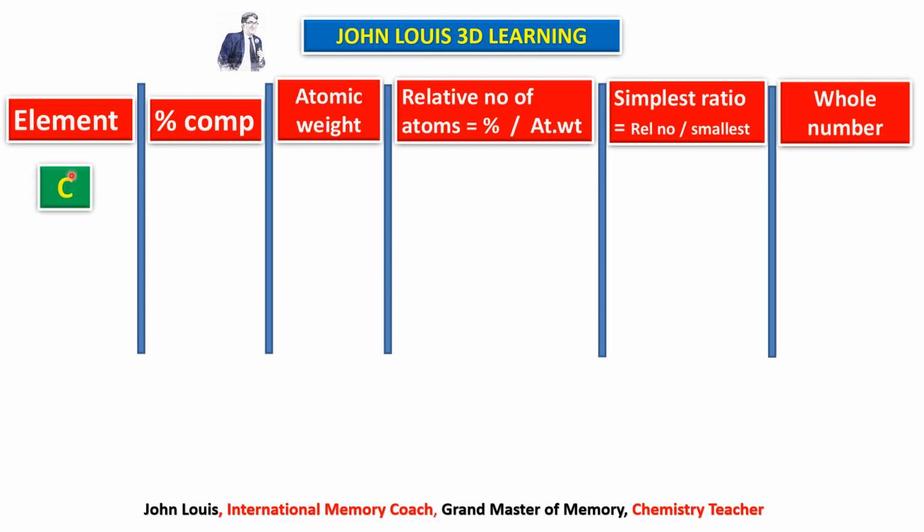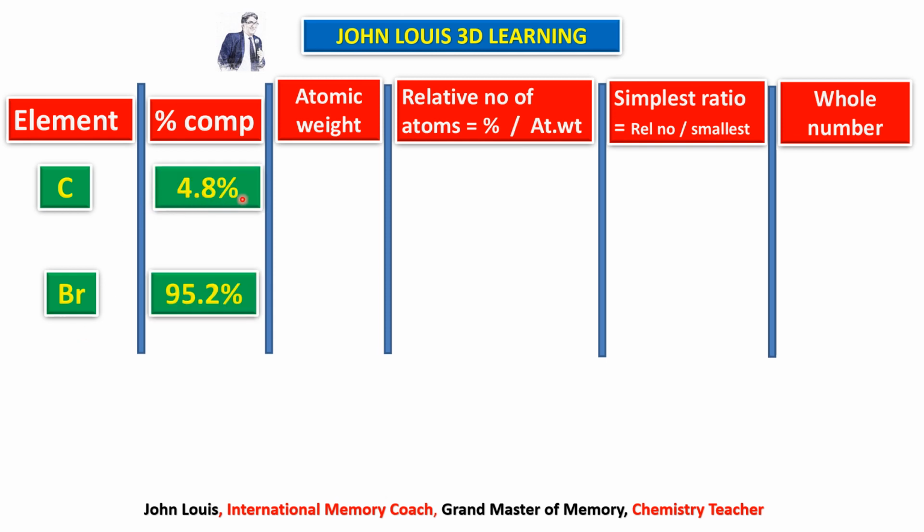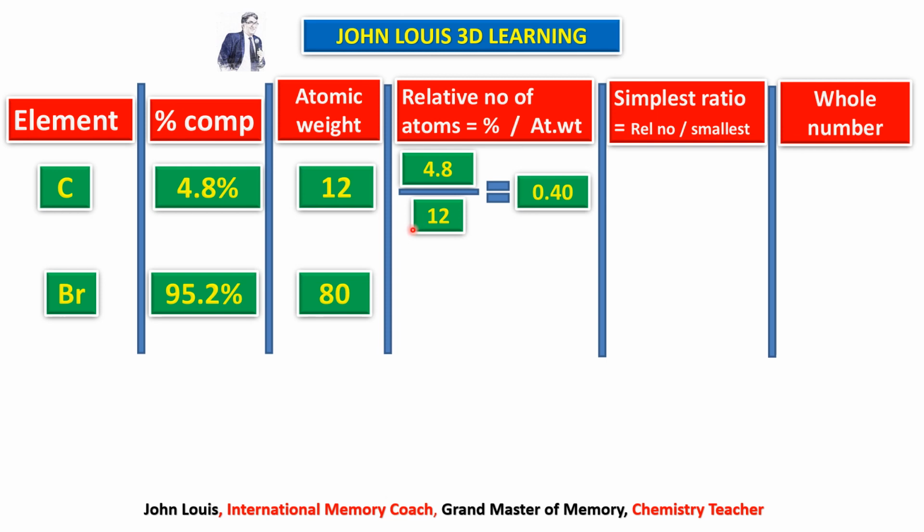What are the two elements present here? Carbon and bromine. What is the percentage given? Carbon is 4.8%, bromine is 95.2%. Only two elements. So what is the atomic weight of carbon? 12. What is the atomic weight of bromine? 80. Now what we need to find out? Relative number of atoms. How? Divide the percentage by atomic weight. Therefore 4.8 divided by 12 is equal to 0.4. Up to 1 decimal is enough. And here 95.2 by 80 is equal to 1.19.